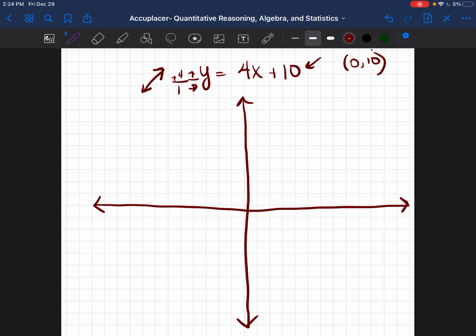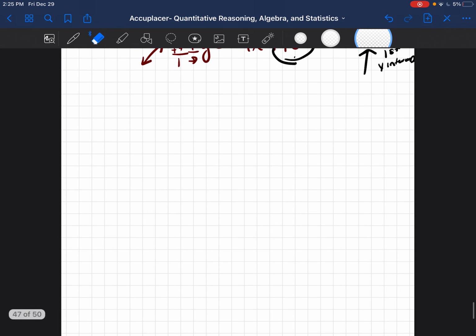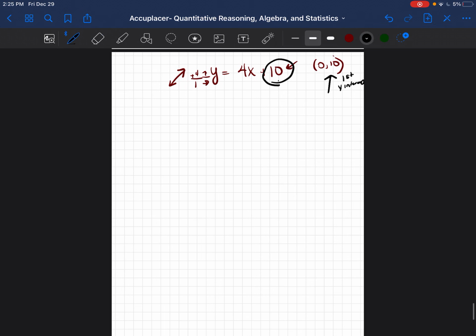So I don't know if I made this line long enough. So 0, comma 10. Let's just pretend that it's 1, 2, 3, 4, 5, 6, 7, 8, 9, 10. First, you graph the y-intercept, which is 0, 10, and then you follow the slope, which is up 4 over 1. So this is not big enough. I am so sorry, you guys. I didn't make a graph that was big enough for you guys.